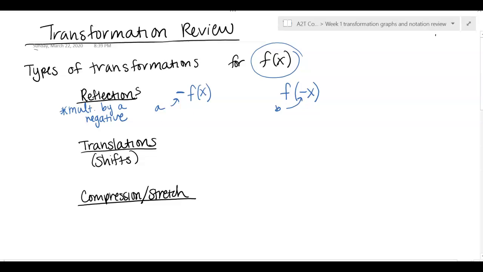Okay. This would be our reflection over the x-axis, because even though it's changing a y value, a change in y value would flip something over the x-axis. And this would be the reflection over the y-axis.